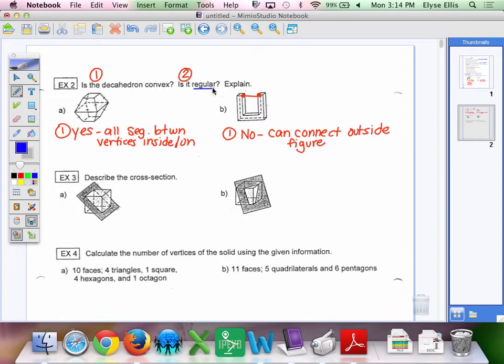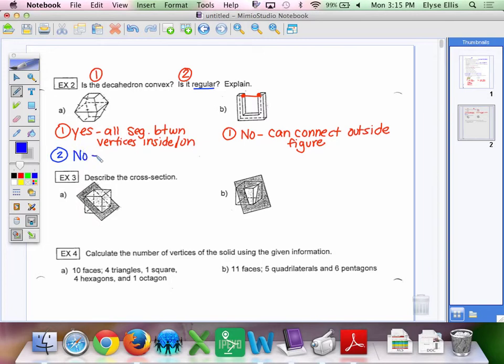Okay, so that's the convex stuff. Let's talk about being regular. If it's regular, all the angles, all the edges, all of that stuff is going to be equal or congruent, equal angular, equilateral. So on figure A, is that one regular?